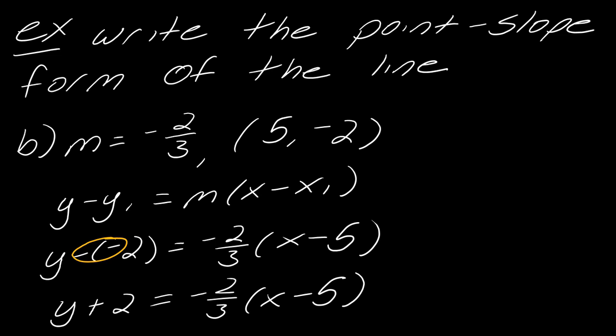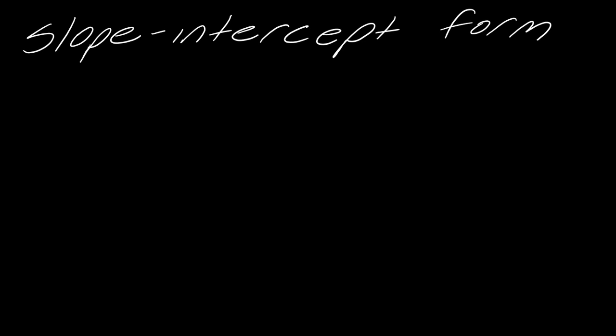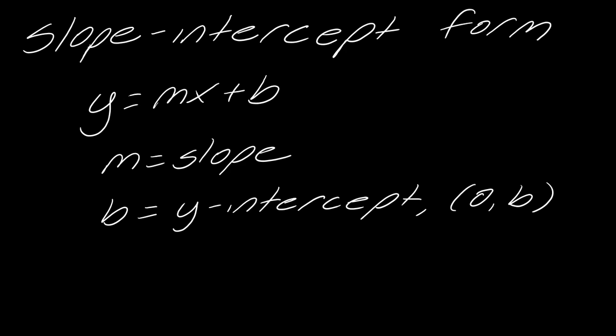Okay, so now that we've got the idea of how to use this information, I want to remind you of the slope-intercept form. So actually, maybe pause the video. Can you write down the slope-intercept form from memory? So it's y equals mx plus b, where the m stands for the slope, and the b is the y-intercept, so that would be the point (0, b).